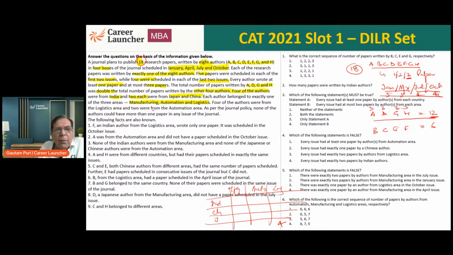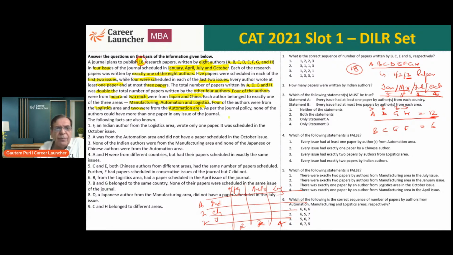Okay, 4 of the authors are from logistics, so 4 are from logistics. 2 more are from automation, 2 from automation. So since there are a total of 8, that means manufacturing will also be 2. Similarly, for the number of authors, 4 are from India, 2 from China, 2 from Japan. So this additional information is given to us: 4 authors from India, 2 each from Japan and China, and similarly 4 of the authors are from logistics, 2 are from automation.